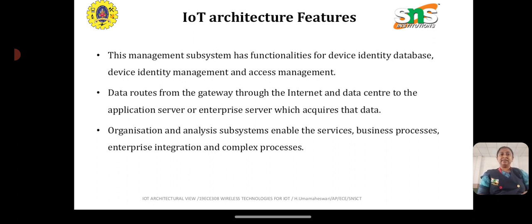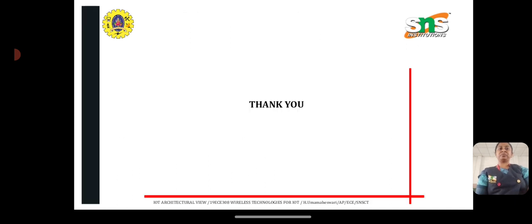the application server. That is, data is routed from the gateway through the internet and the data center to the application server or the enterprise server, where the data is acquired. Finally, the organization and analysis, which we use for the business process. The organization and analysis subsystem enables services, business processes, enterprise integration, and complex processes.